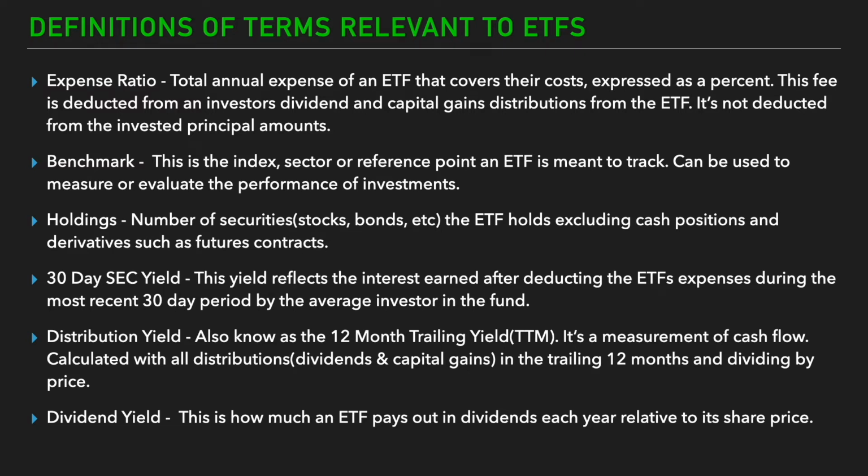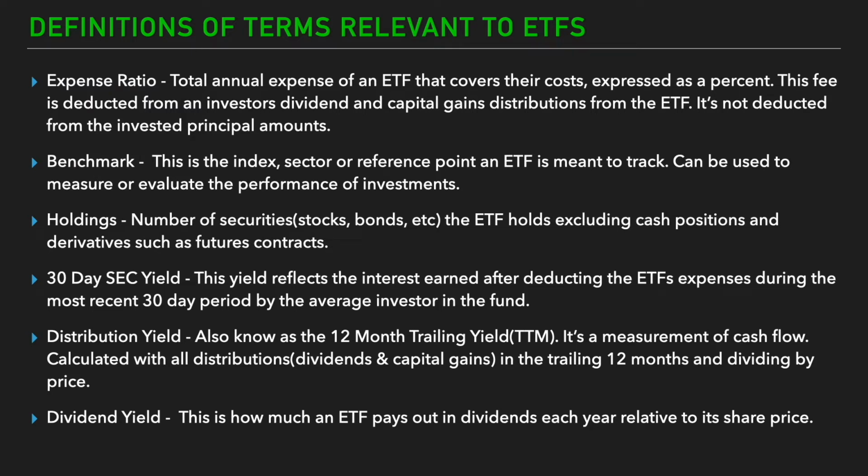Now the next term, holdings. The holdings is the number of securities, stocks, bonds, etc. the ETF holds, excluding cash positions and derivatives such as futures contracts. So if you have an ETF that has 100 stocks in it, that means it has 100 holdings. When you look at the holdings section of the ETF, you'll see a long list of all those stocks right there, depending on how many it holds, stocks, bonds, etc. That's going to be the holdings. So when you look at number of holdings of an ETF, that's the underlying assets, how many of those the ETF holds, excluding cash and derivatives like futures and contracts, things like that.